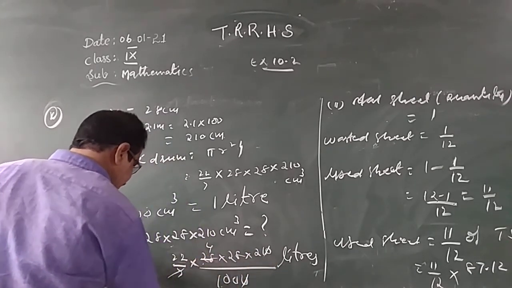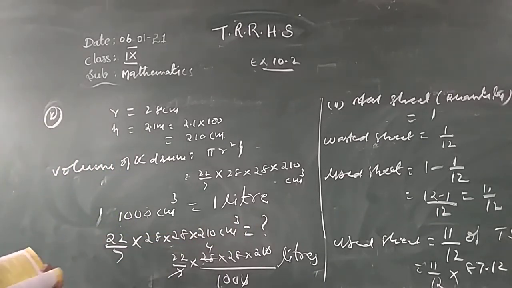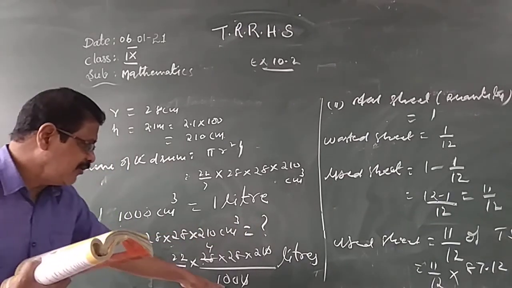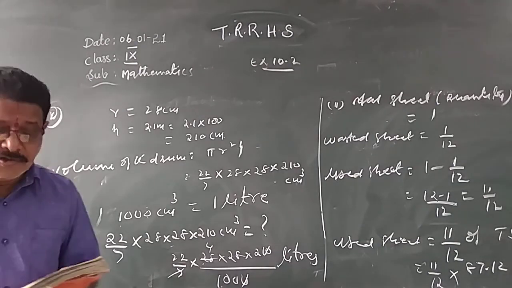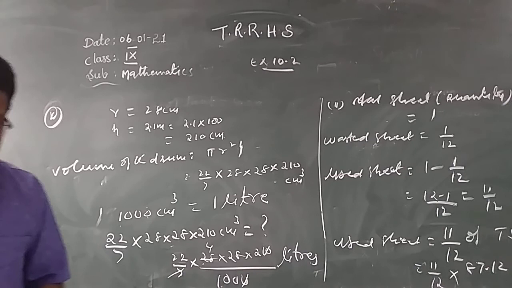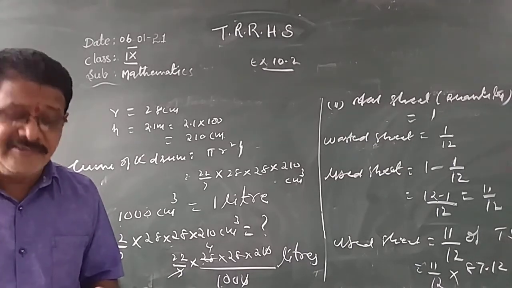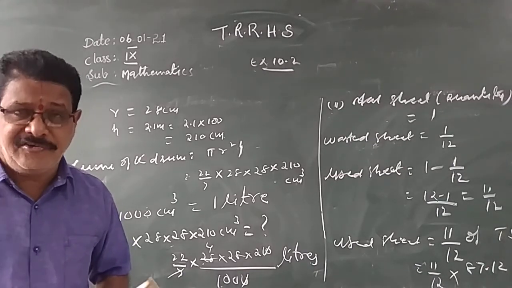So multiply it. After getting the multiplication, keep the decimal after 2 places. You will get the answer. Yes, this is the question. The 11th problem is also most important. We will discuss this in the next class. I hope you clearly understood. Thank you.